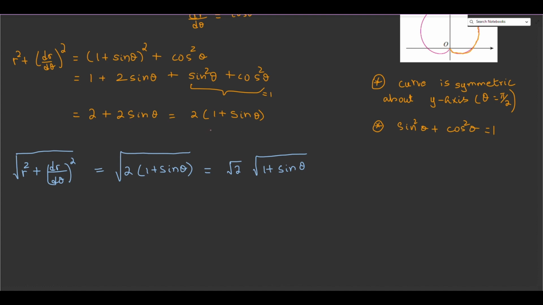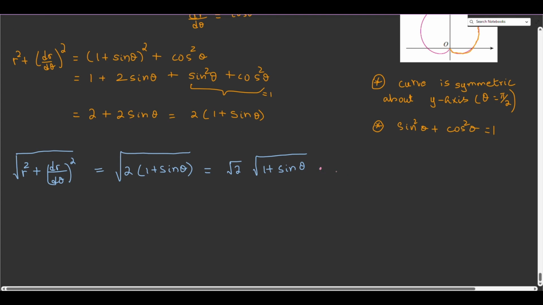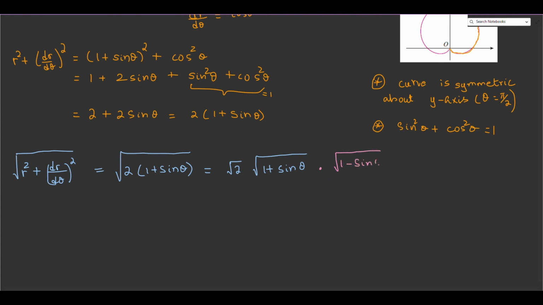So in order to simplify this, we will multiply and divide this by the square root of 1 minus sine of theta. This is a technique which we learned in calculus 2. Remember the terms at the top, it will give us the following. Under the root, it will become 1 minus sine square of theta, divided by, under the root, 1 minus sine of theta.